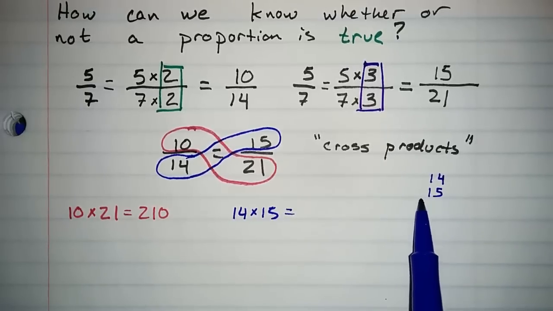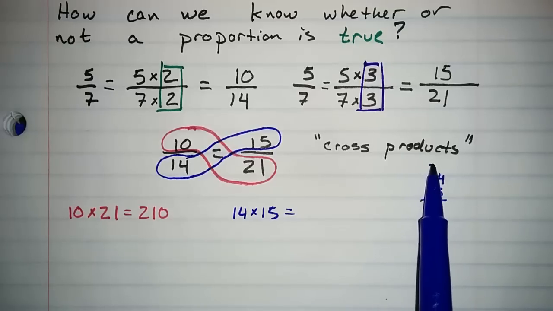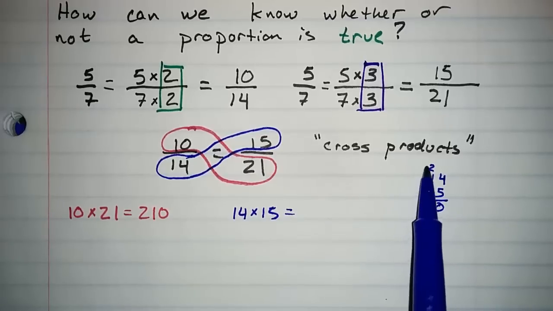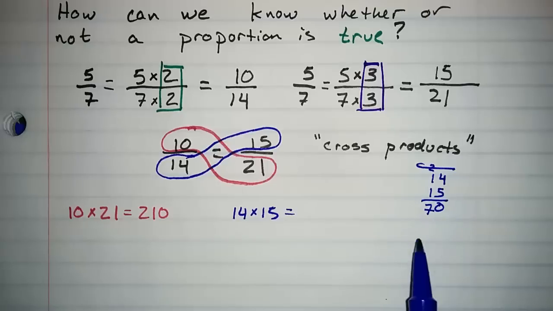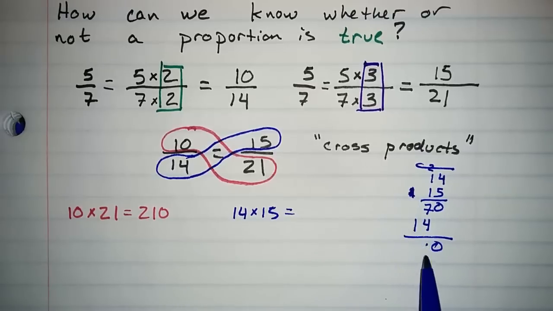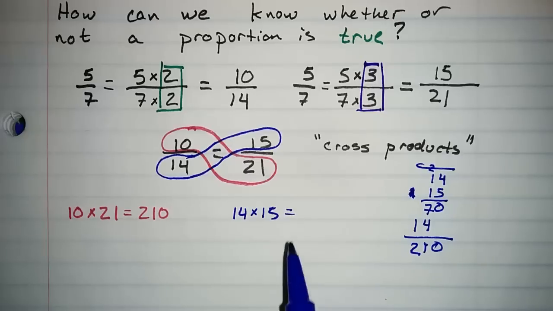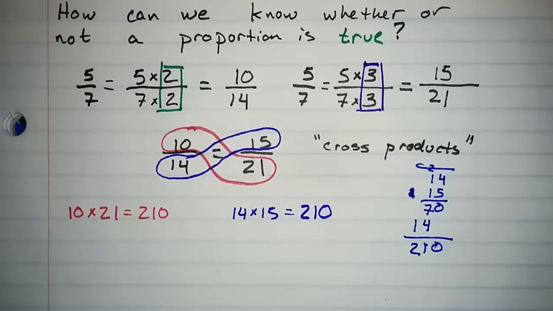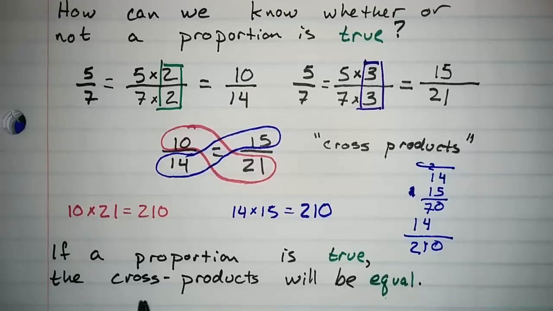14 times 15. 5 times 4 is 20. 5 times 1 is 5, 6, 7. Cross off the old carries. 1 times 4 is 4. 1 times 1 is 1. Hey, look at that. I got 210 again. And that's always going to work out that way. If a proportion is true, then the cross products will be equal.